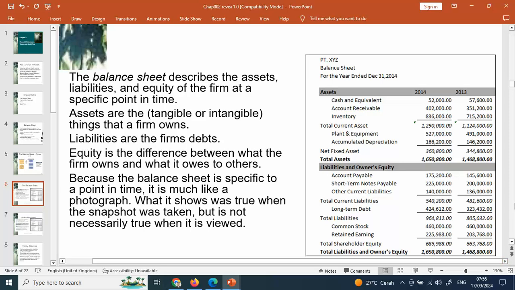Okay. So the balance sheet describes the assets, liabilities, and equity of the firm at a specific point in time.